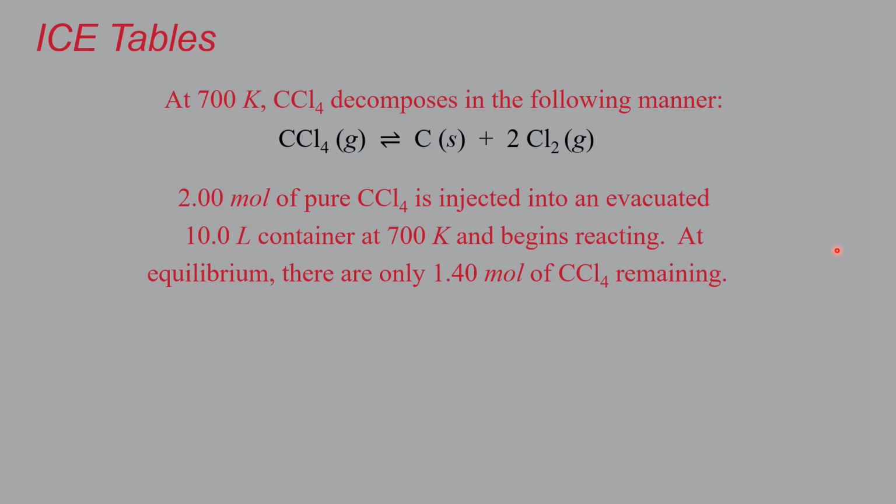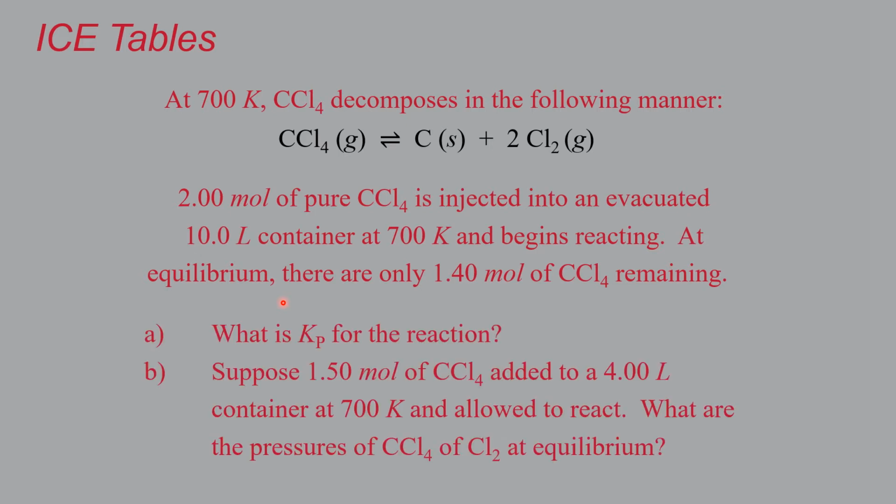So I'm taking 2 moles of pure carbon tetrachloride, and I'm putting it into an evacuated 10-liter container. Evacuated just means that there's nothing else in there, and more importantly, no carbon, no chlorine, just carbon tet. And it's in 10 liters, so 2 moles, 10 liters, we know what the concentration is. You also know that once equilibrium has been achieved, there's only 1.4 moles of carbon tetrachloride that remains.